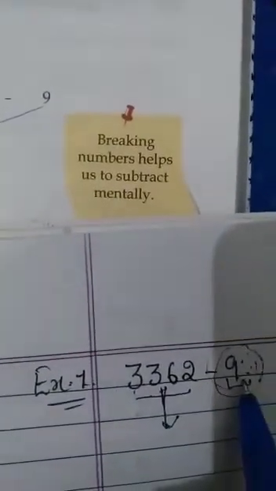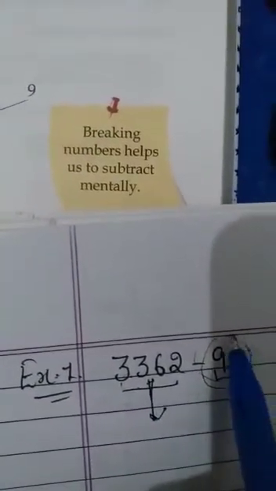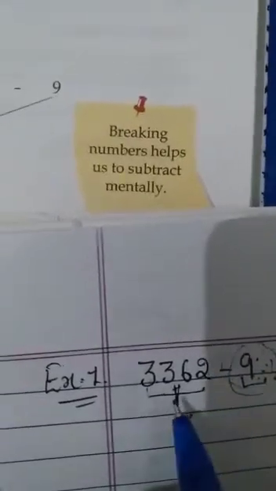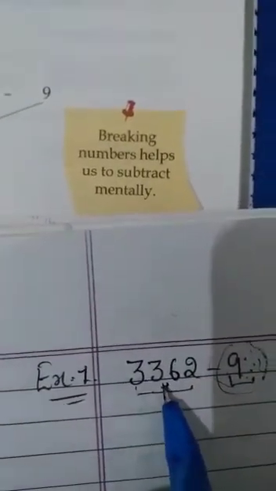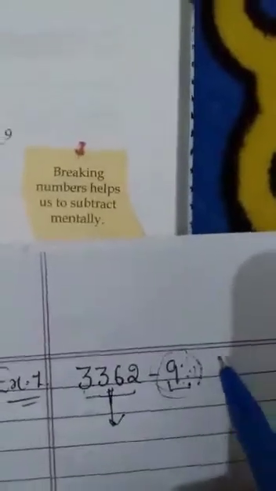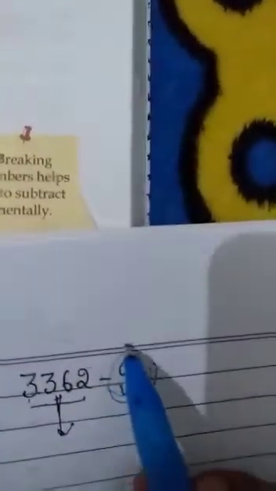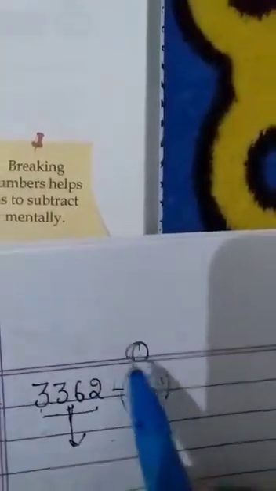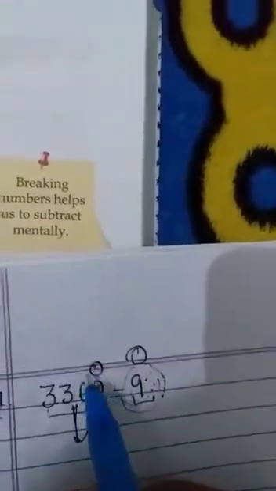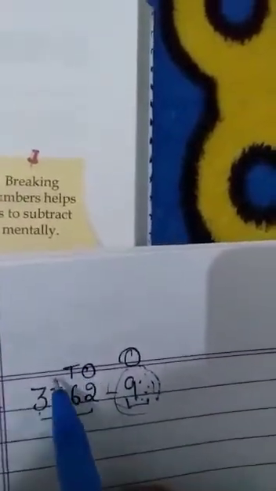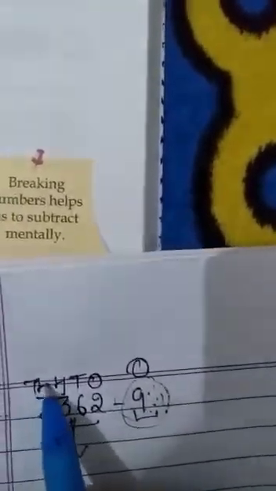Now 9 is nearest to a 10, so we break the given number in tens form. Otherwise, you write the place values there: the 2 is at one's place, the 6 at ten's place, the 3 at hundred's place, and the 3 at thousand's place.